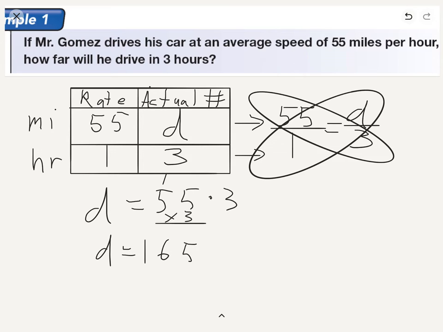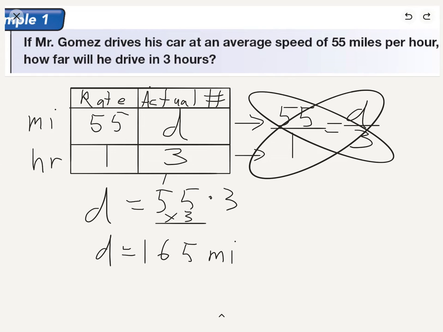Is the answer 165? Goodness, no! 165 miles! For 3 hours. A great answer would be Mr. Gomez drives 165 miles in 3 hours. Very nice. Very good, guys. Yes, that would be a great answer. This is an acceptable answer. 165 is a terrible answer.